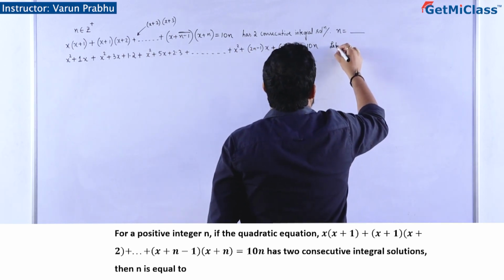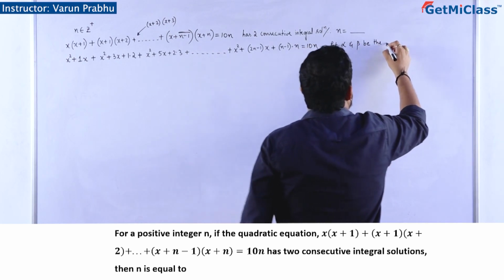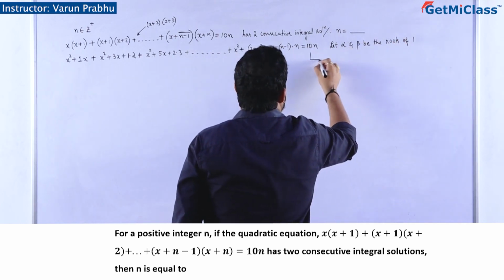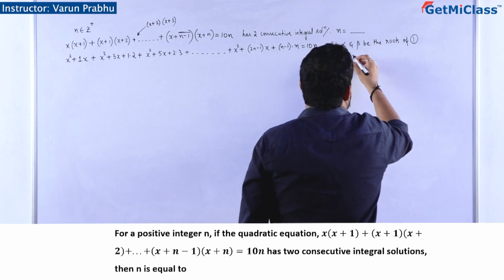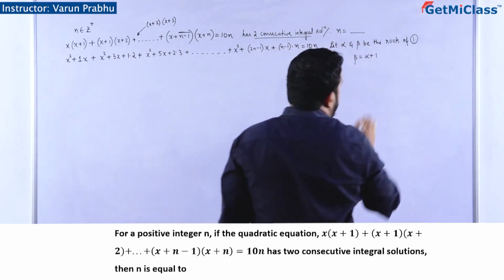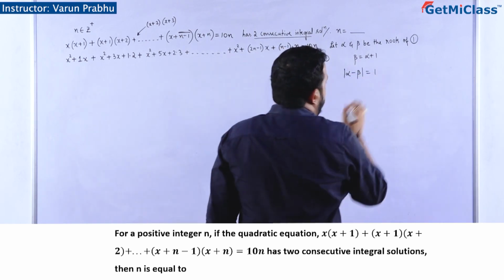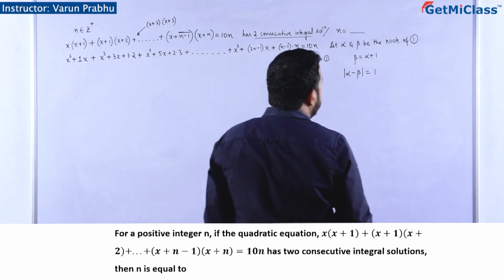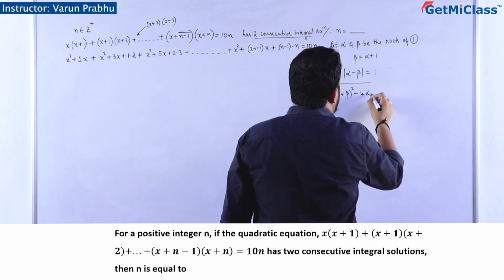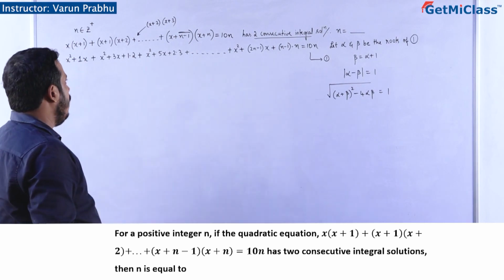So let me say, let alpha and beta be the roots of this. I'll call it as equation number 1. So it is given in the problem two consecutive integral solutions. Beta is equal to alpha plus 1, correct or not? Such that modulus of alpha minus beta should be equal to 1. Modulus of alpha minus beta can be written as square root of alpha plus beta the whole square minus 4 alpha beta, that is equal to 1. So our job is to first get a quadratic equation out of this.